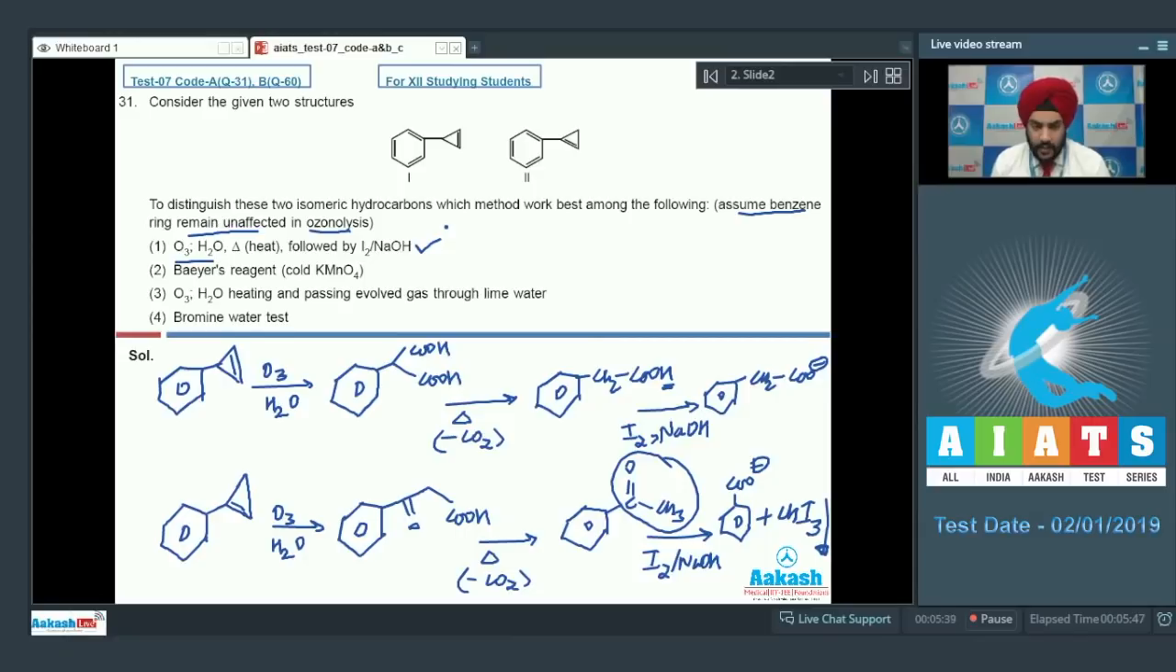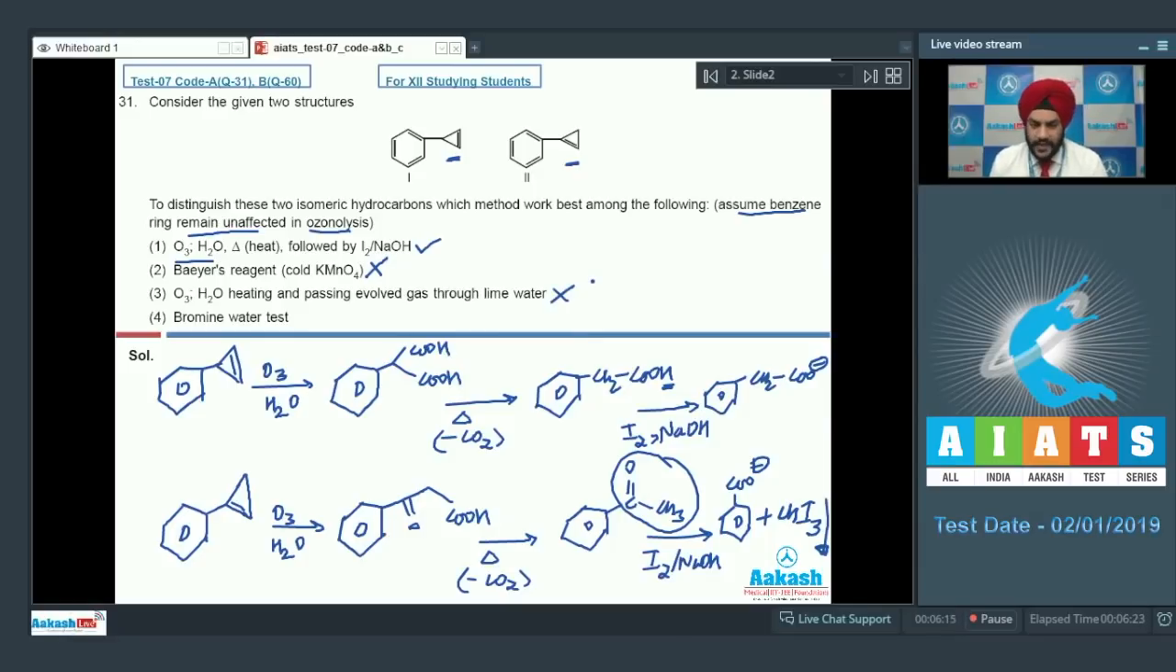Let us look at the second option now. In the second option, we have Baeyer's reagent. This Baeyer's reagent will be decolorized by both of them, as both of them have double bonds. So the second option will not be able to distinguish them. Let us look at the third option now. O3/H2O, heating and passing the evolved gas over lime water. So students, we have already seen in the first option that both the structures liberate CO2, and as such this test will not be able to distinguish between them.